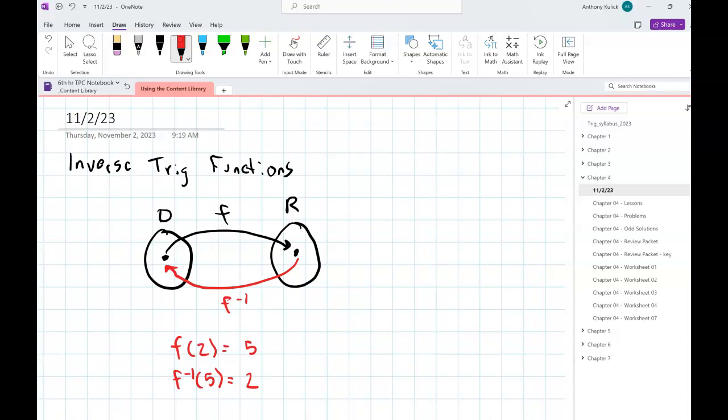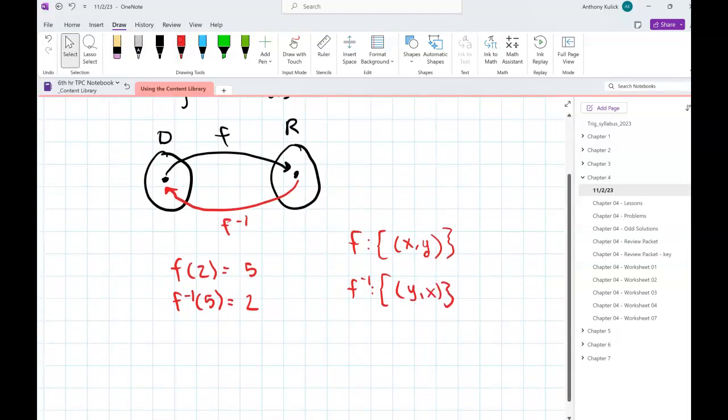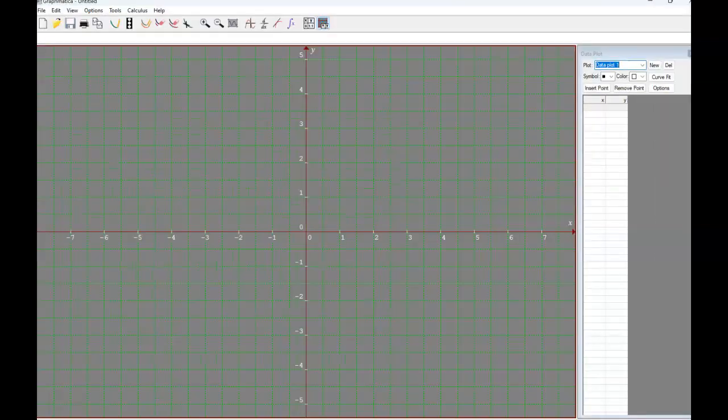So essentially, what are we doing here? If our function f is some set of xy's, our function f inverse is going to be a set of yx's. Good. So let's talk about what this is going to mean with respect to a trig function. Let's start with, say, sine. I'm going to use this program to generate some pictures for us quickly.